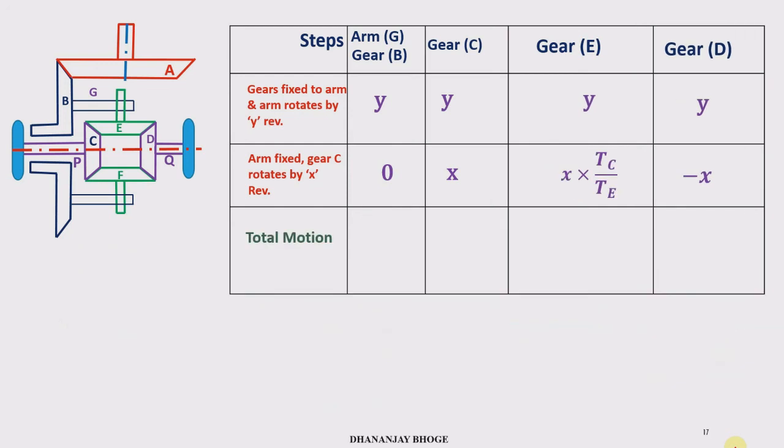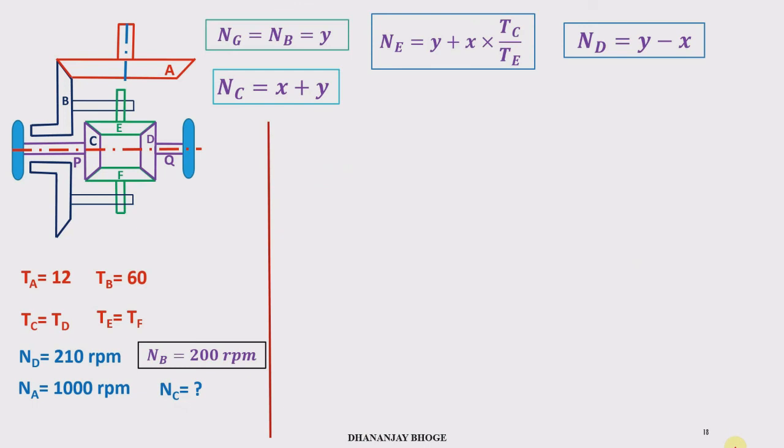Now total speeds. Add the speeds in step 1 and step 2 to get the total speeds. So the speed of arm G or gear B is equal to Y. Speed of gear C is X plus Y. Speed of gear E is Y plus X into Tc upon Te. And speed of gear D is Y minus X. So we have 4 equations now, and 2 inputs are given. We want to find the speed Nc, which is the speed of gear C, which is X plus Y.